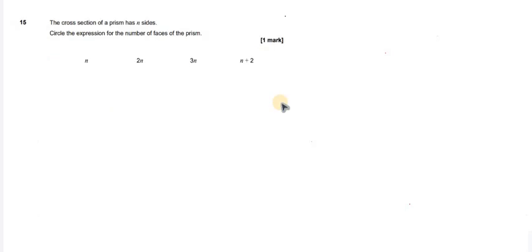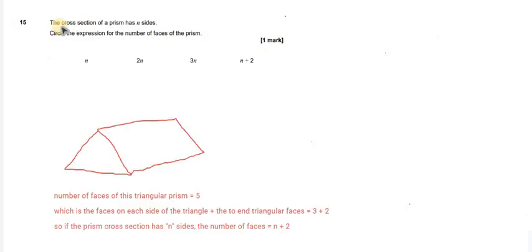Question 15. The cross-section of a prism has n sides. Circle the expression for the number of faces of the prism. Let's look at this prism down here. It's a triangular prism. It has 2 triangular faces, one at the front and one at the end. So that means it will always be plus 2.